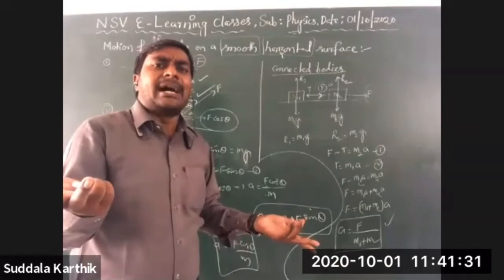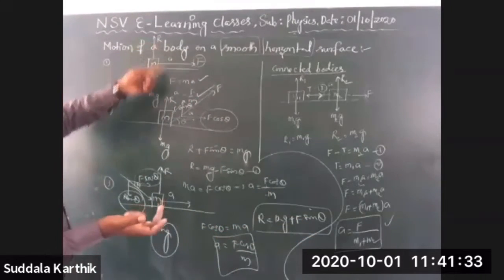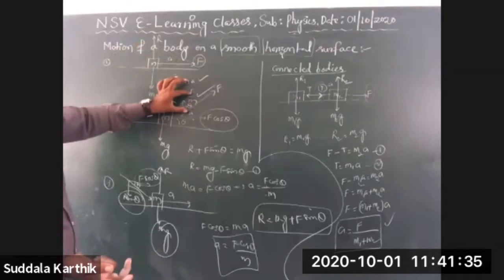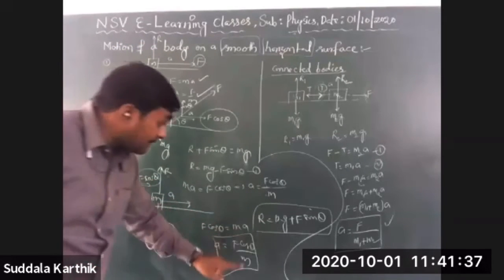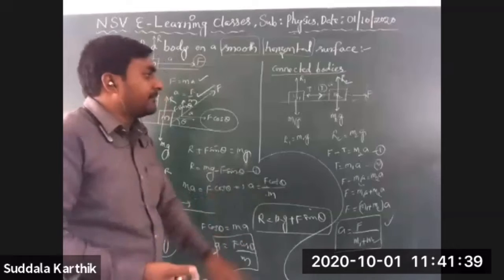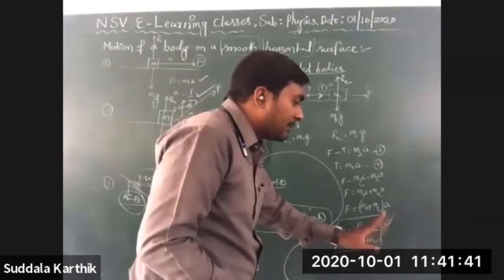You will get it like that only, the common acceleration. Common acceleration in this case is F by M. For this case, F cos theta by M. For this case, F cos theta by M. For this case, F by M1 plus M2 for two bodies.